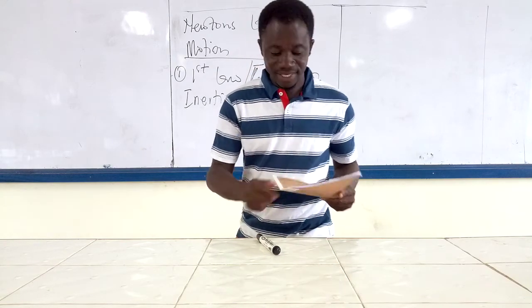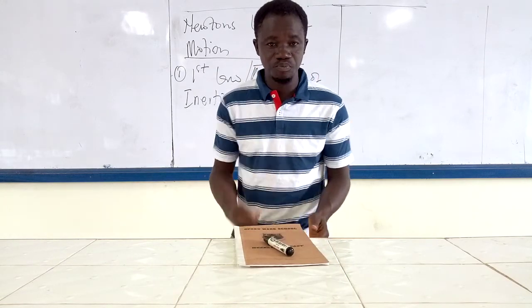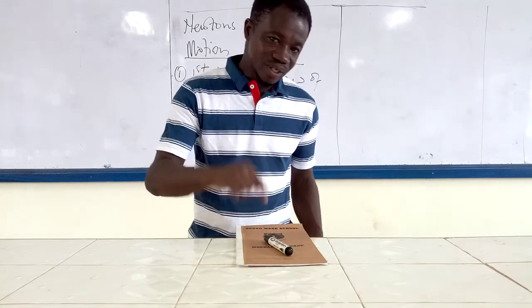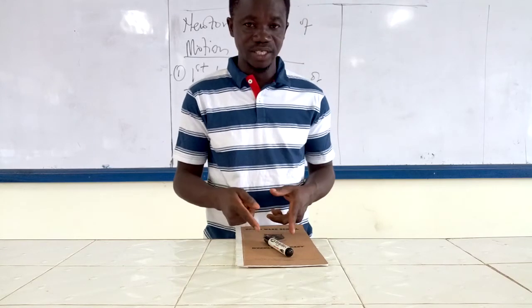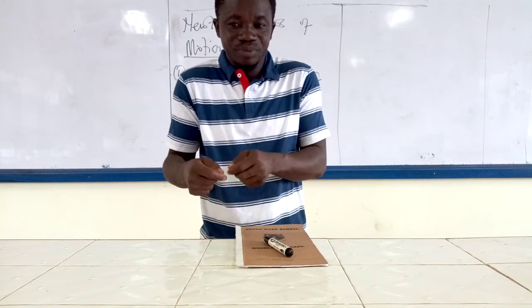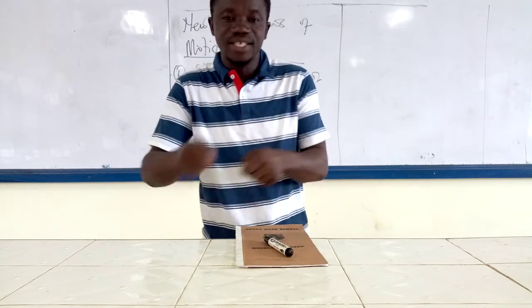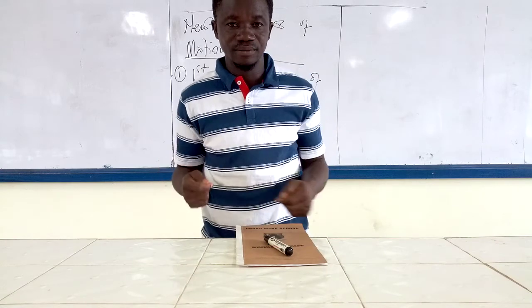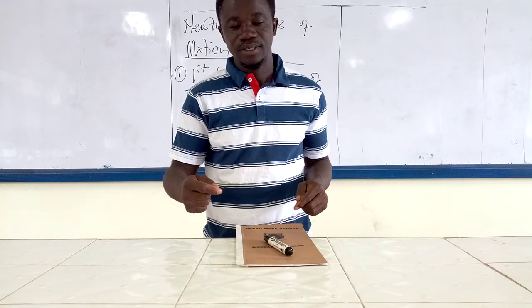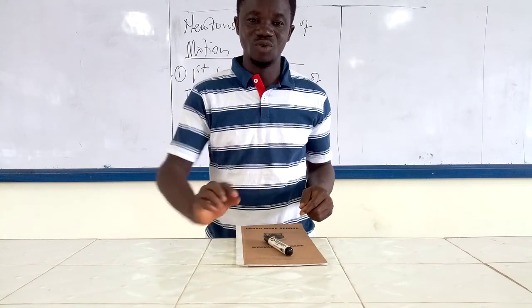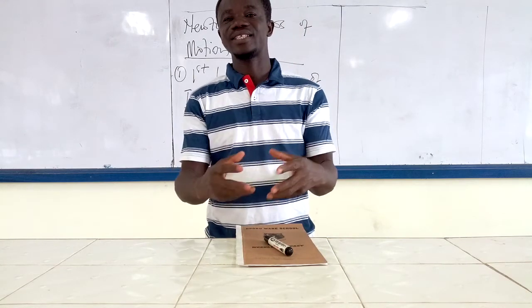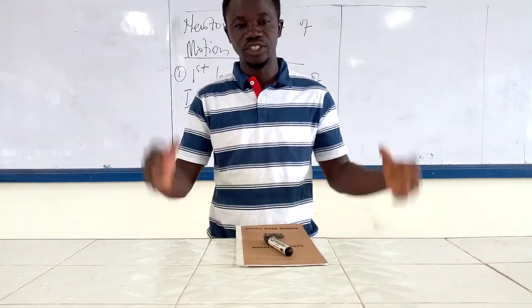When I suddenly pull the book towards my side, the pen feels reluctant to change its state. What state is that? State of rest. So every object at rest feels reluctant to change its state when an external force is acted on it. That reluctance of the object to change its state is what we refer to as inertia. So when we say inertia of a body, we define it as the reluctance of a body to change its state.